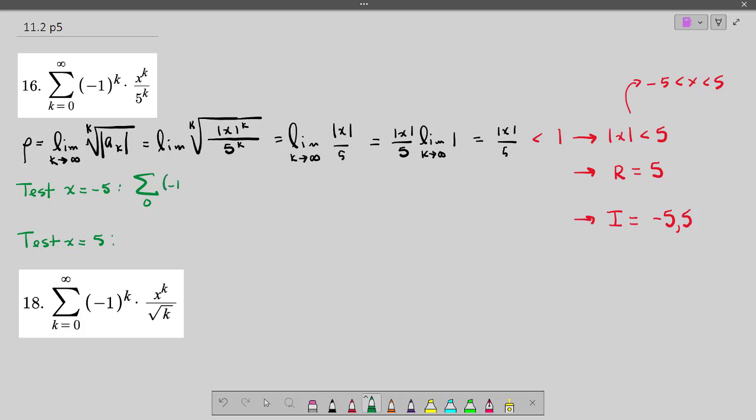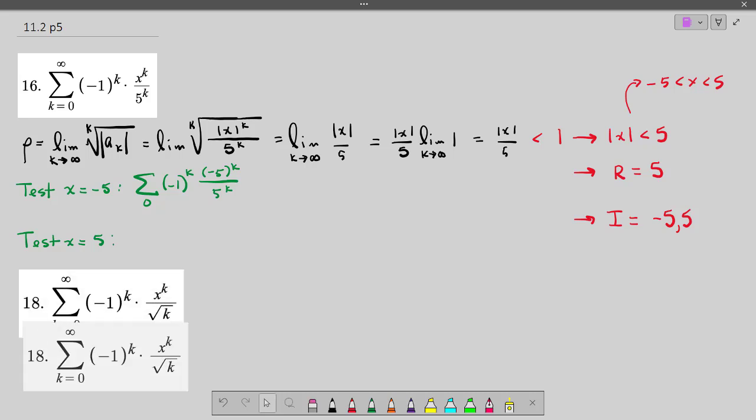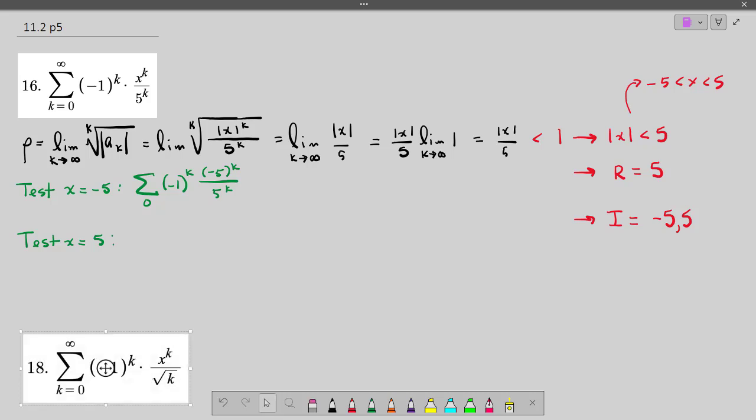It's going to be -1 to the k. And now we have to plug in -5 and figure out, using our chapter 10 practice, do we have convergence or divergence? Now we have a series of numbers. It's no longer a series of x's anymore. It's no longer a power series. Now it's just a numeric series.